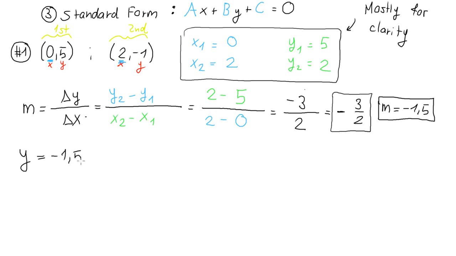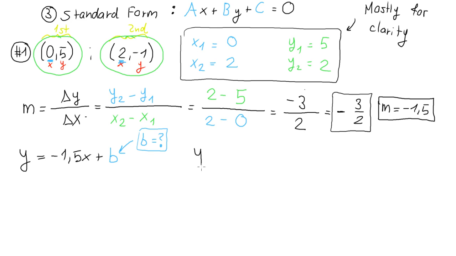Let's start by plugging in our m. So minus 1.5x plus some unknown b. This number is unknown. Now, how do we determine the number? We plug in, or evaluate, the function at either point. You can choose this point or you can choose this point. It doesn't matter. Pick the one that you think is easier. Typically zeros or small numbers are easier. I'm going to pick the first point.